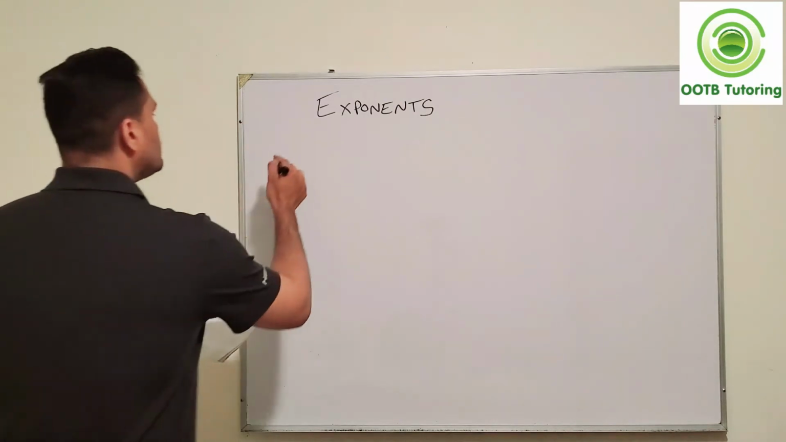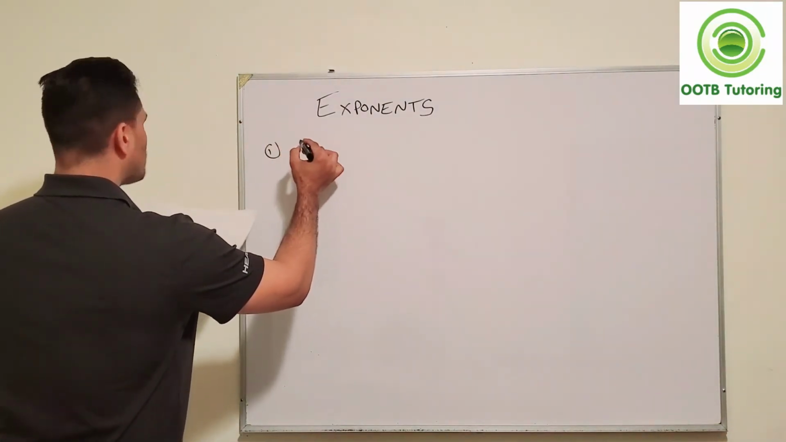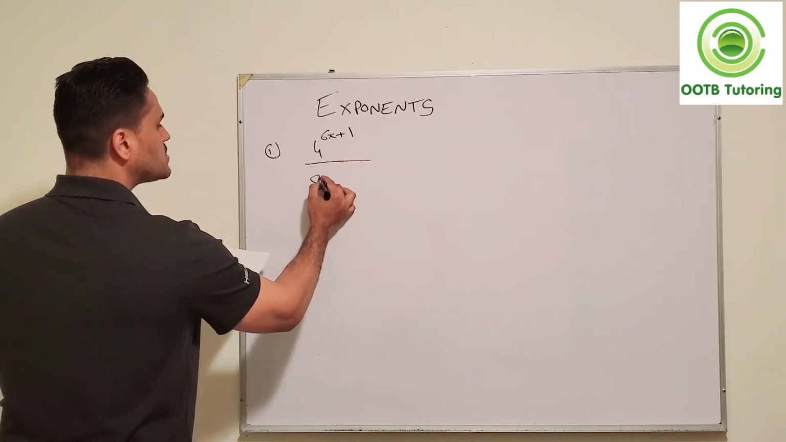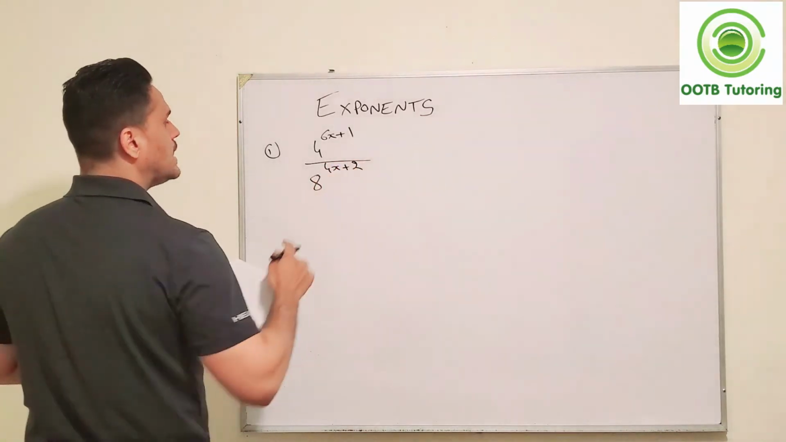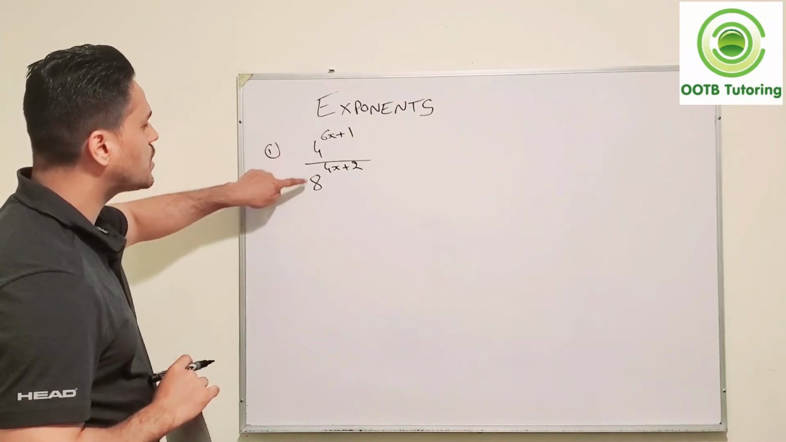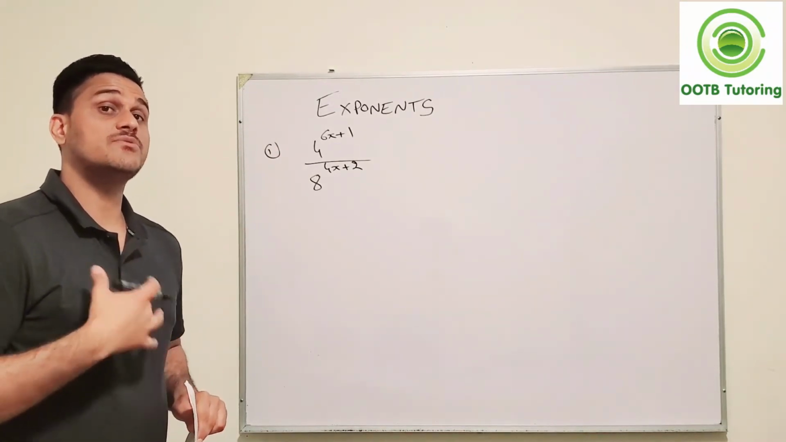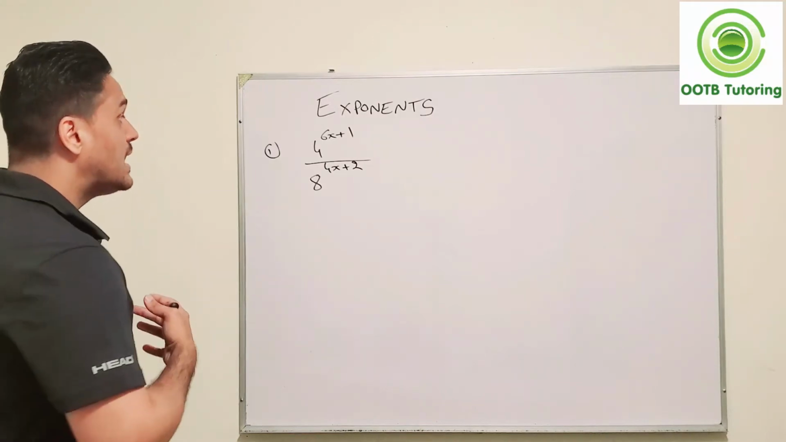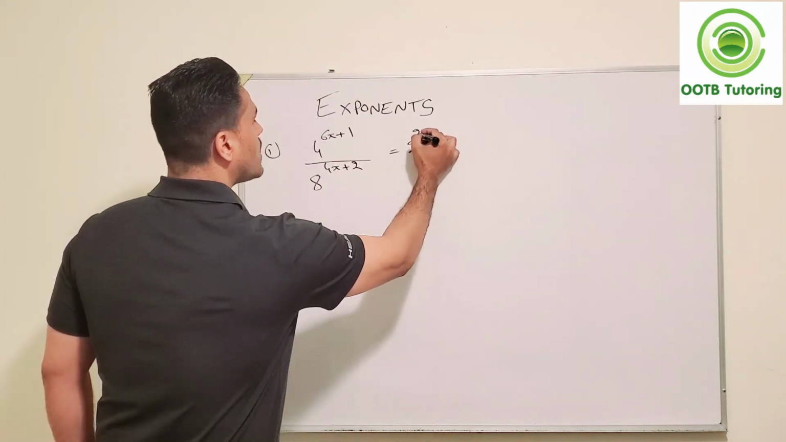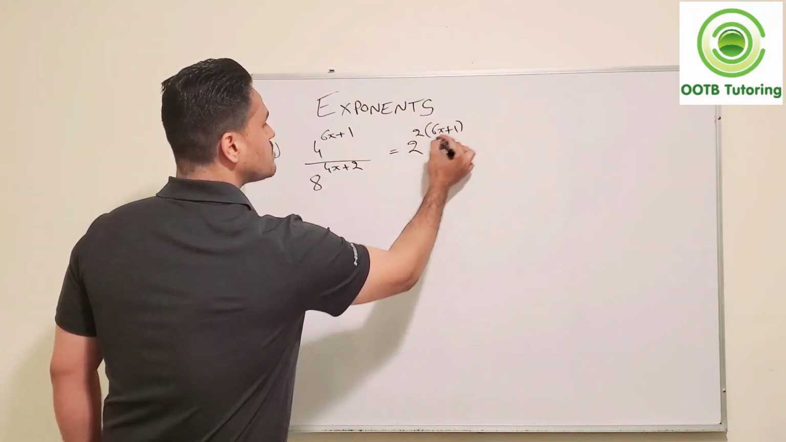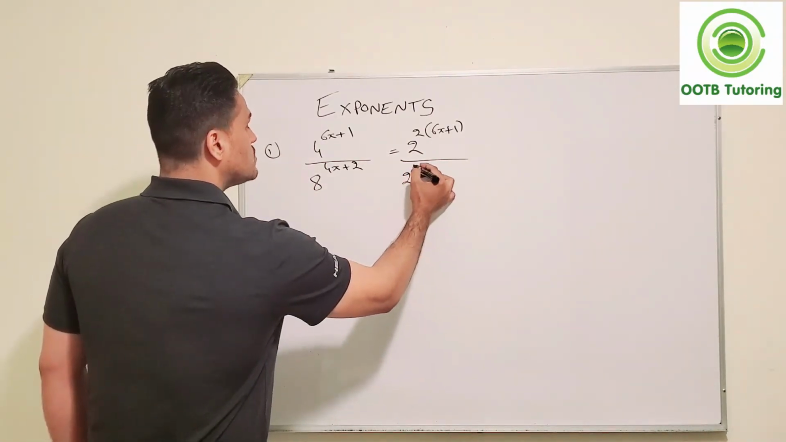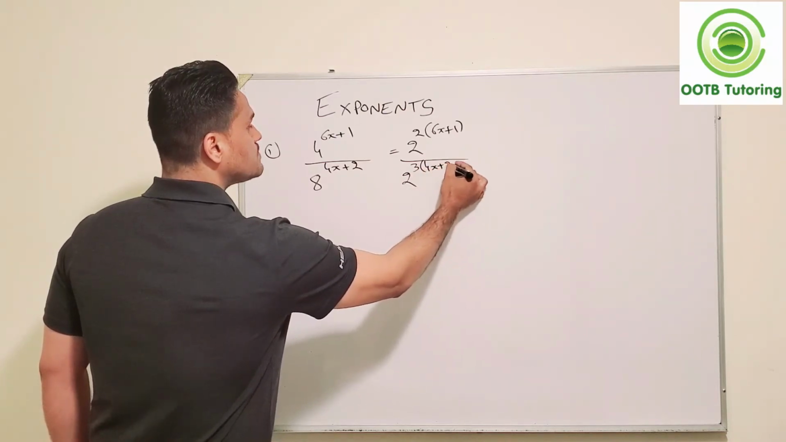So for the first example, we have 4 raised to the power 6x plus 1 divided by 8 raised to the power 4x plus 2. And the question is asking us to simplify this. So the very first thing I do is I look at the numbers. I see 4 and 8. And I ask myself, can I write them as a power of the same number? Okay? So 4 can be written as 2 squared. So we can rewrite this as 2 raised to the power 2 times 6x plus 1. And 8 can be written as 2 cubed. So that would be 2 to the power 3 times 4x plus 2.